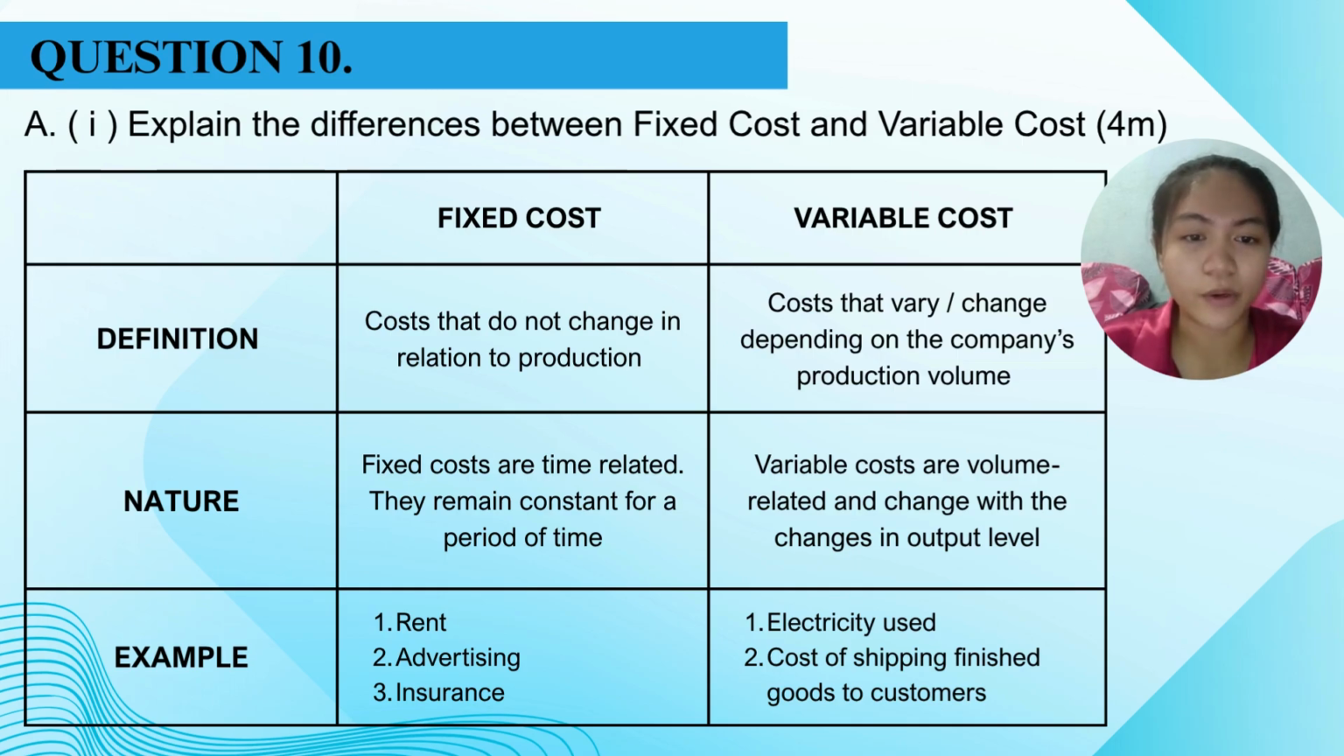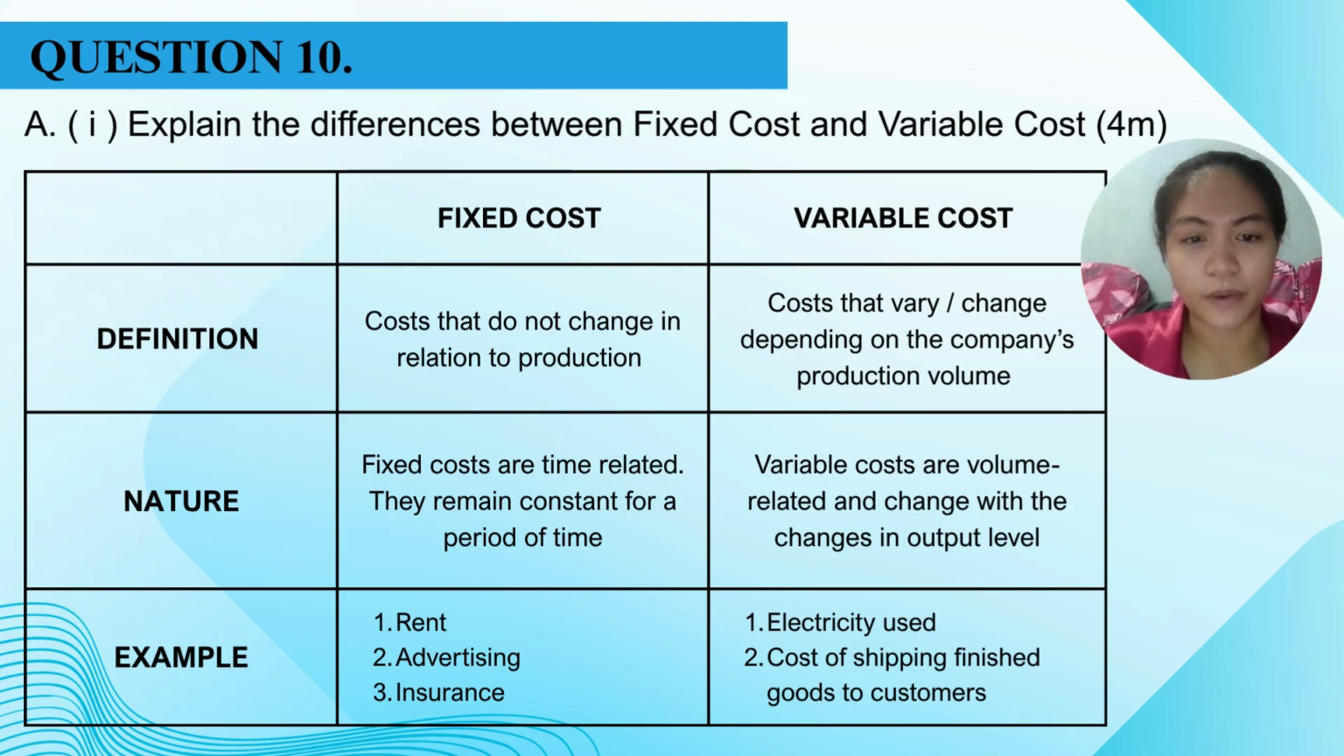For variable cost, the nature is that variable costs are volume related and change with the changes in output level. For example, is rent. Why is rent categorized as fixed cost? Because when we rent a house or building, the rent is still the same. The price of rent will never increase or decrease.